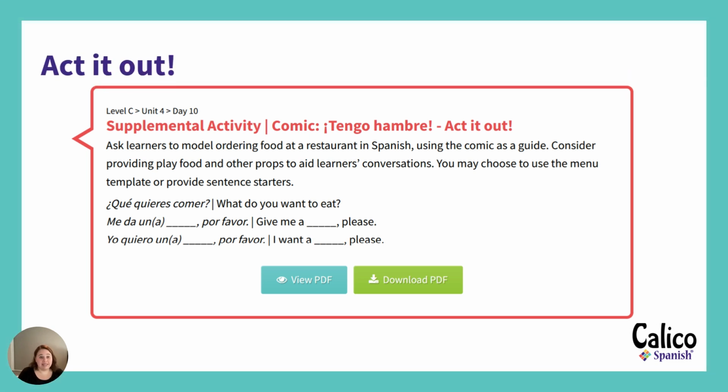And then lastly, one of our favorite things to do is act it out. So this is an example from level C, Unit 4, where we ask learners to act out and model ordering food at a restaurant. And they would have seen this time and time again in the unit, and they also saw it again in the comic. So we have a menu template, and we also have sentence starters to help them in that conversation.